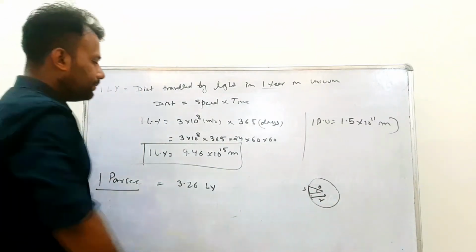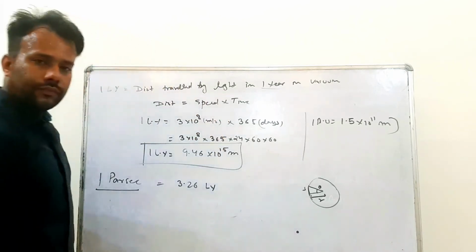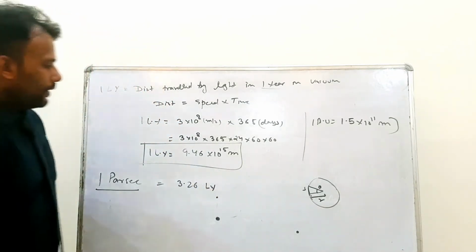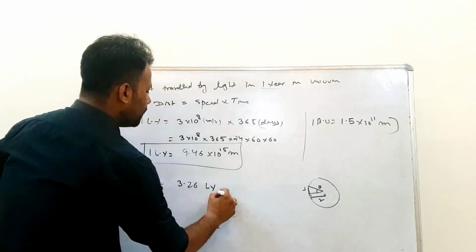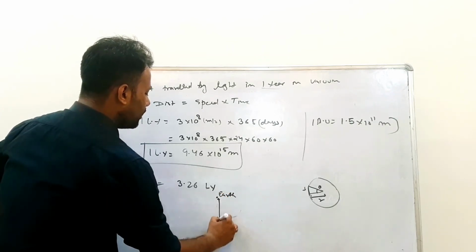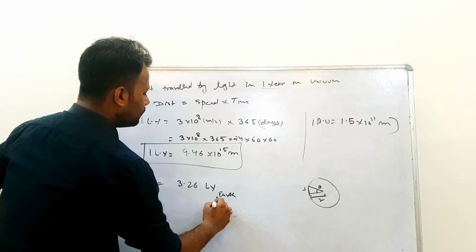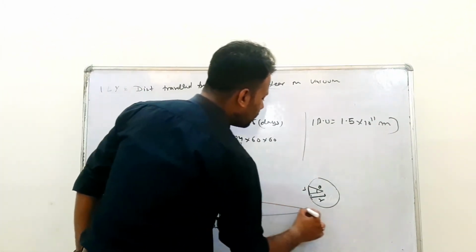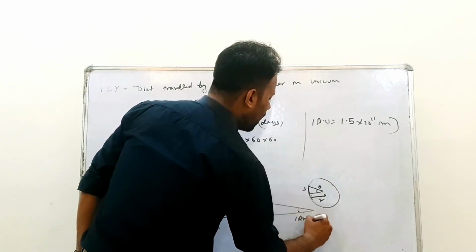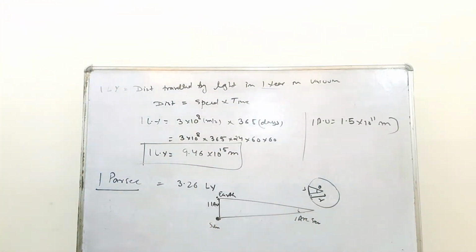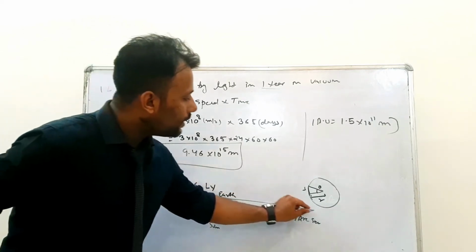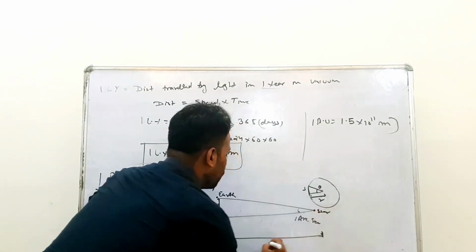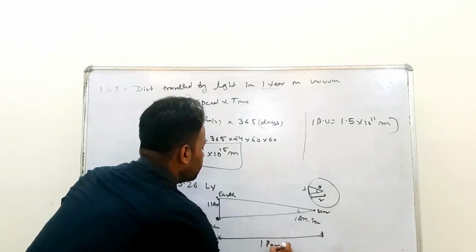How do we define parsec? Suppose we have a star here, and this is the sun and this is the earth. Quickly, just understand this. You know the distance between earth and sun is 1 AU, and there is a star which is making an angle of 1 arc second. So this 1 AU is subtending an angle of 1 arc second, and the distance between the star and the sun will be 1 parsec.